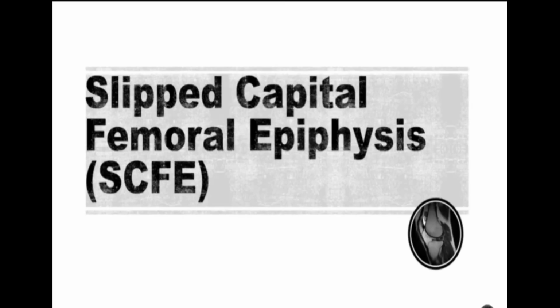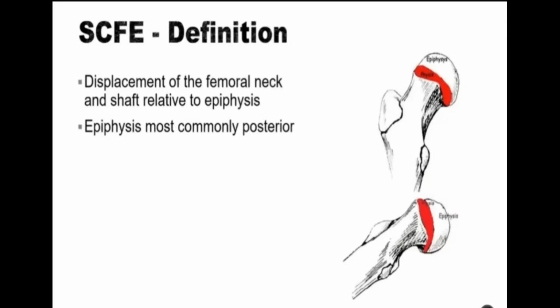So we're going to transition now to slipped capital femoral epiphysis, or SCFE for short. It's really important that you understand the anatomy here, because you've heard me use the term physis. The epiphysis is adjacent towards the end of the bone from the growth plate. As you can see there, the area in red is your growth plate, the physis. The epiphysis is the bone on top of it, so it's the ball in the ball and socket joint of the hip.